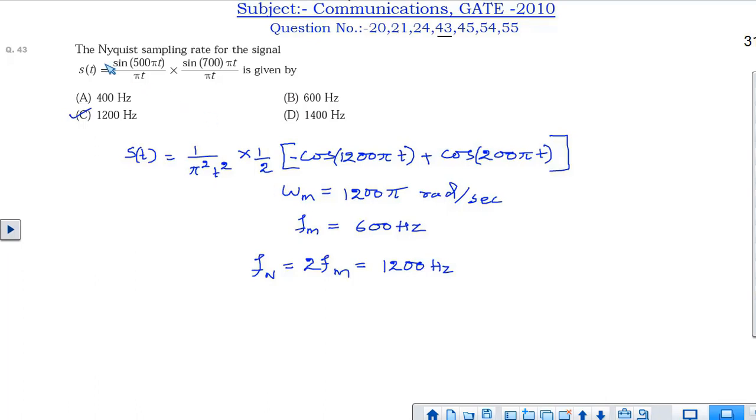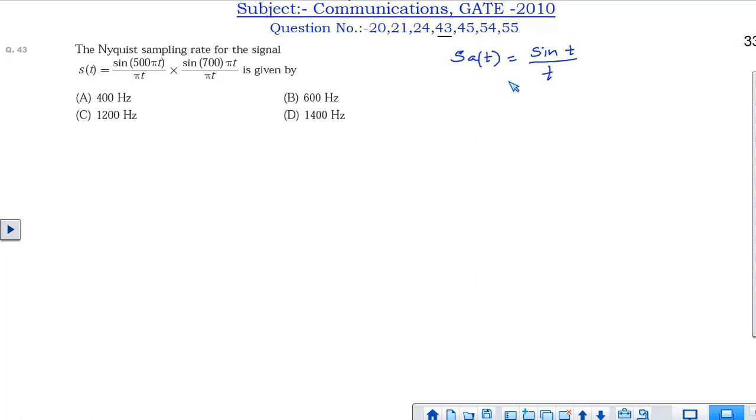Alternatively, we can also draw the signal in the frequency domain, that is by taking its Fourier transform, then we can find out what is the maximum frequency. So twice the maximum frequency will give us the Nyquist rate of this signal. We know sampling t equal to sin t by t, and sampling pi t will be equal to sin pi t by pi t, or this is nothing but the sinc function, that is sinc t.